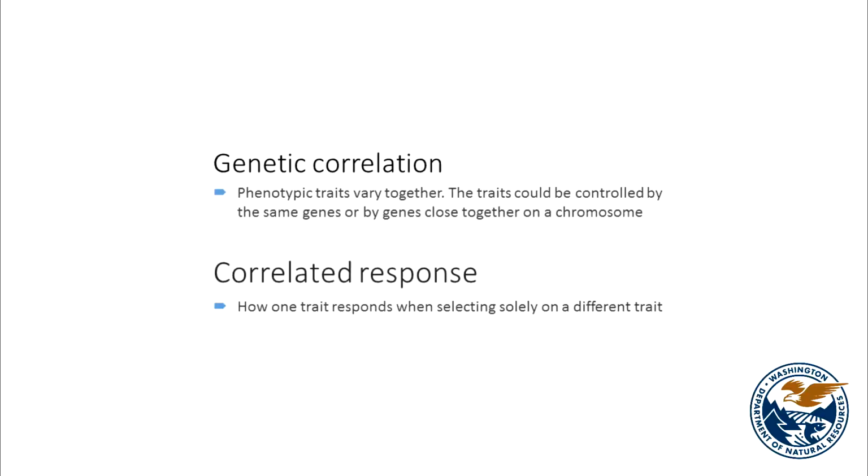So if we select for the fastest growing trees on height, we'll probably get trees that also have fast diameter growth, but we might also get trees that second flush or burst bud too early in the spring. So you have to look at the correlated response of some of the other traits sometimes when you're working in a tree improvement program.